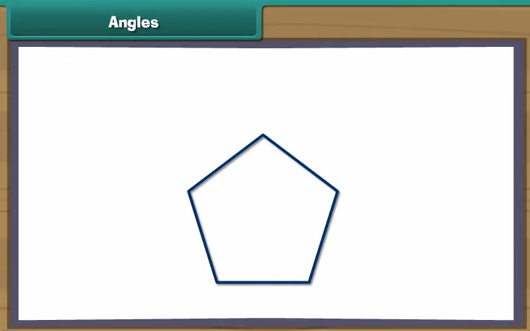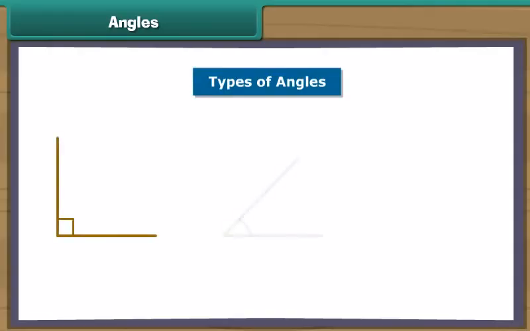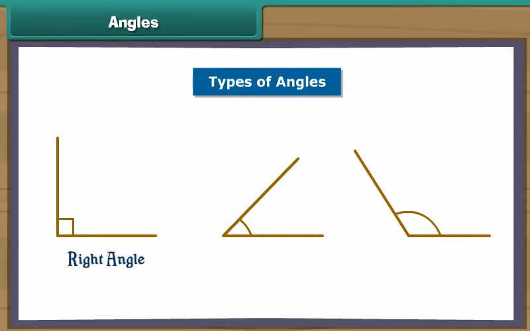Angles. Any 2 adjacent sides of a polygon form an angle between them. An angle is the space between 2 lines, line segments, or rays that move away from one another from a common point. The measure of an angle is specified in degrees. Let us take a look at 3 types of angles. They are right angle, acute angle, and obtuse angle.